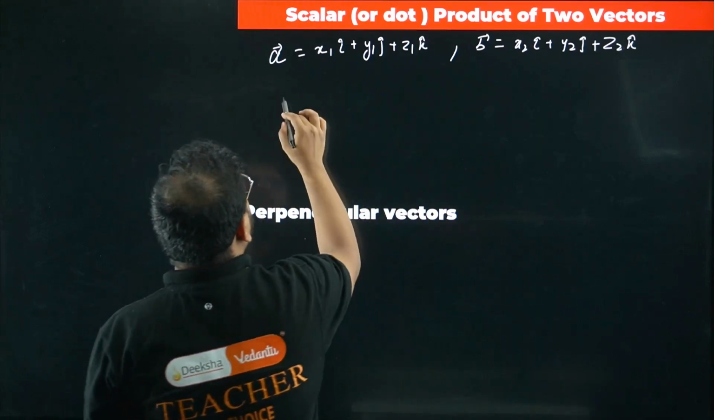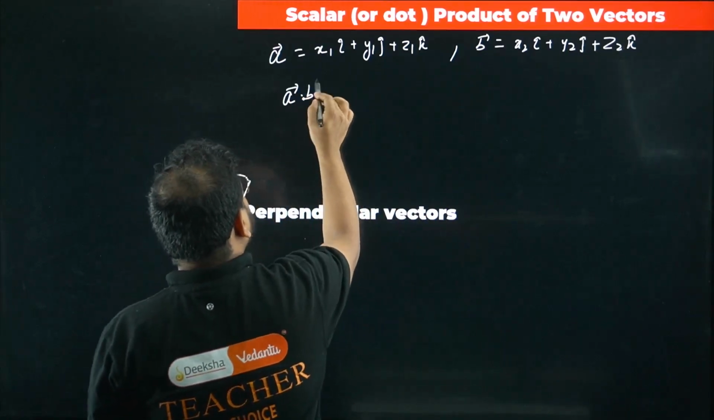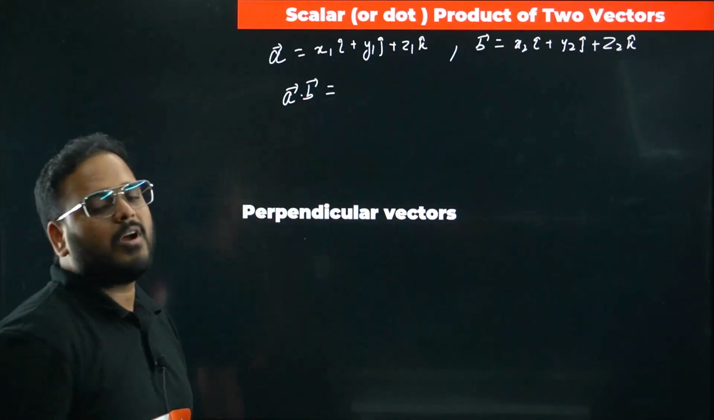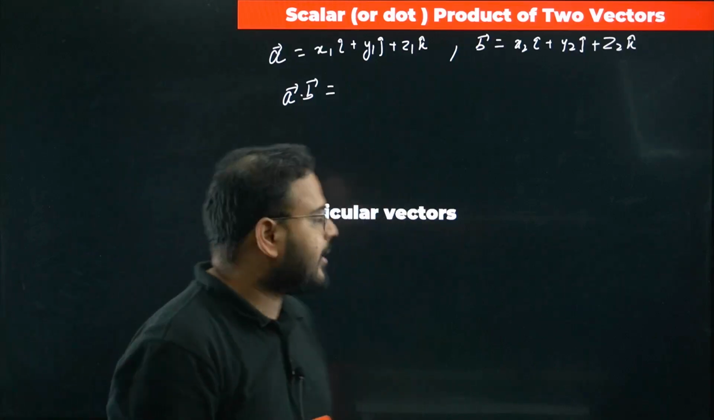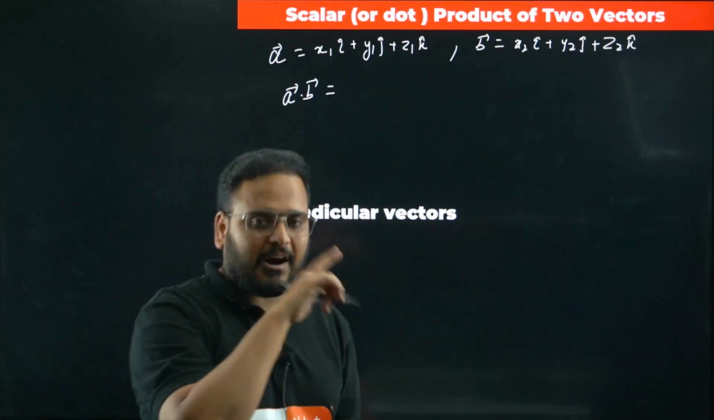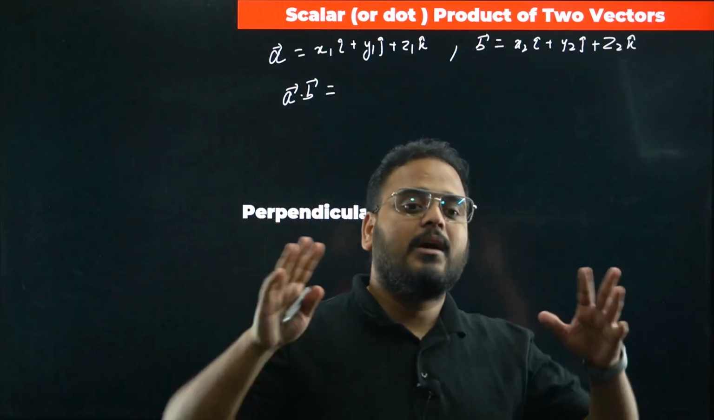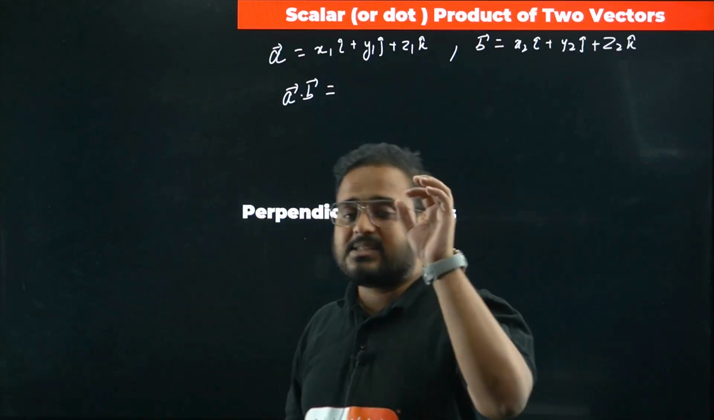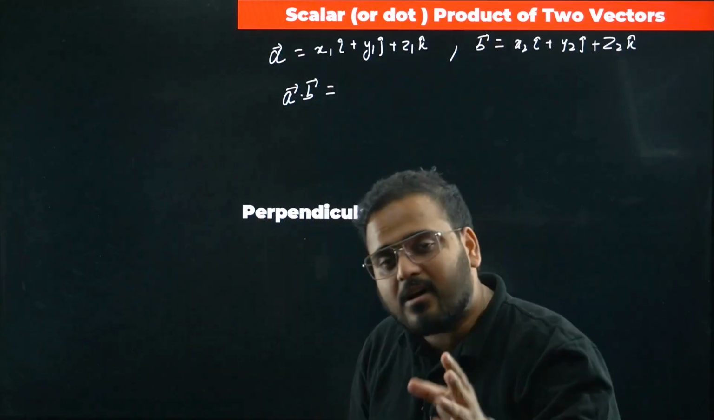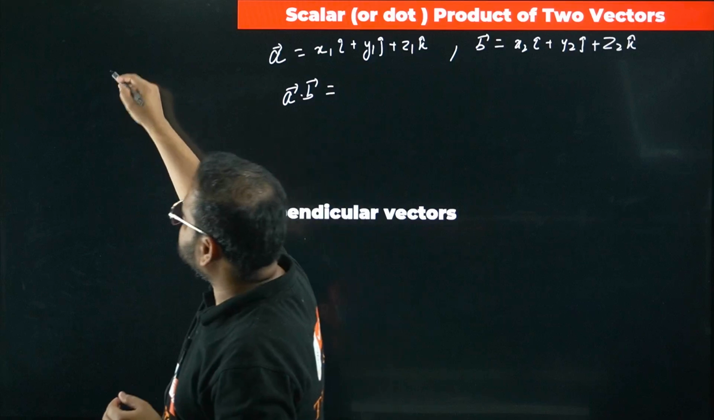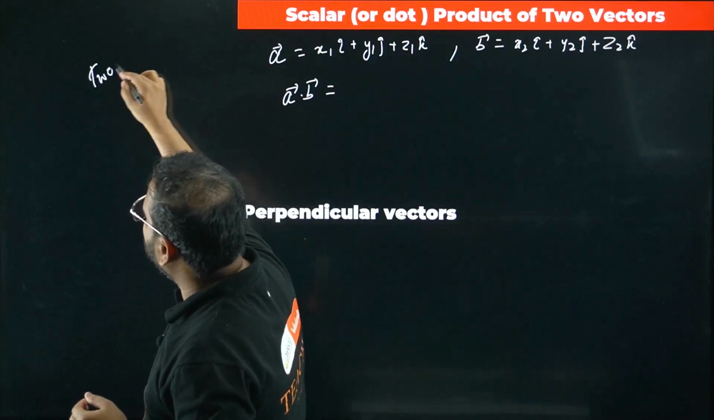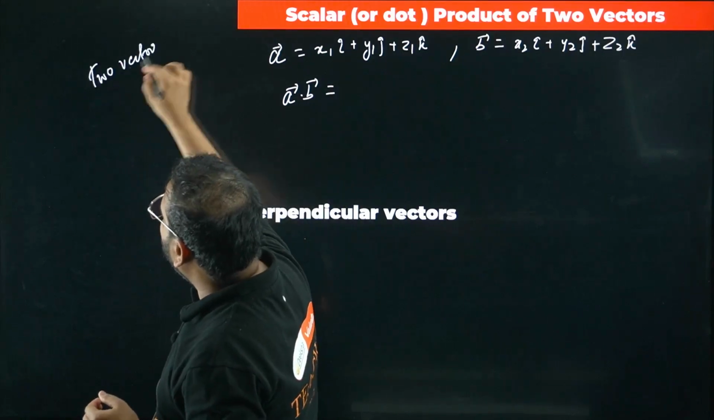What do you get, bacha? It is simply, please check here, A dot B, given by this symbol for your dot or scalar product. Okay. Why was the name scalar? Because in the previous case we were multiplying a scalar quantity to the vector. Over here we are multiplying two vectors.